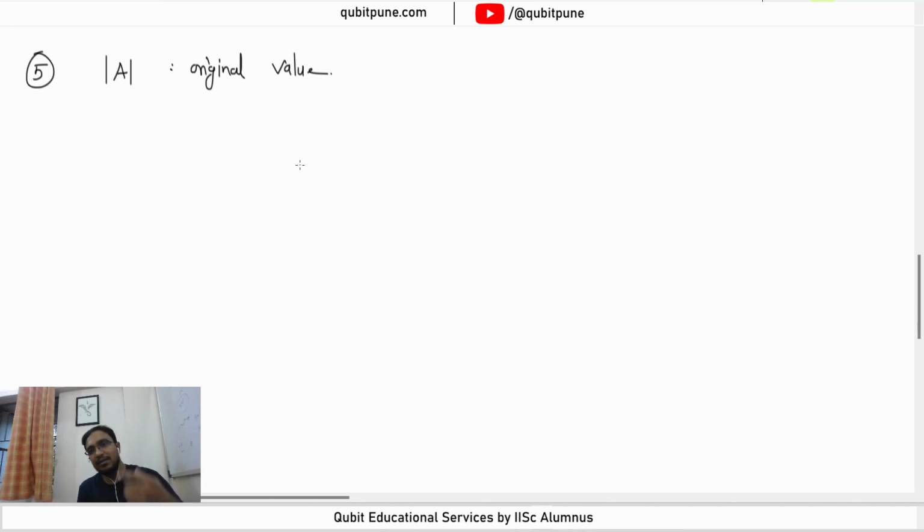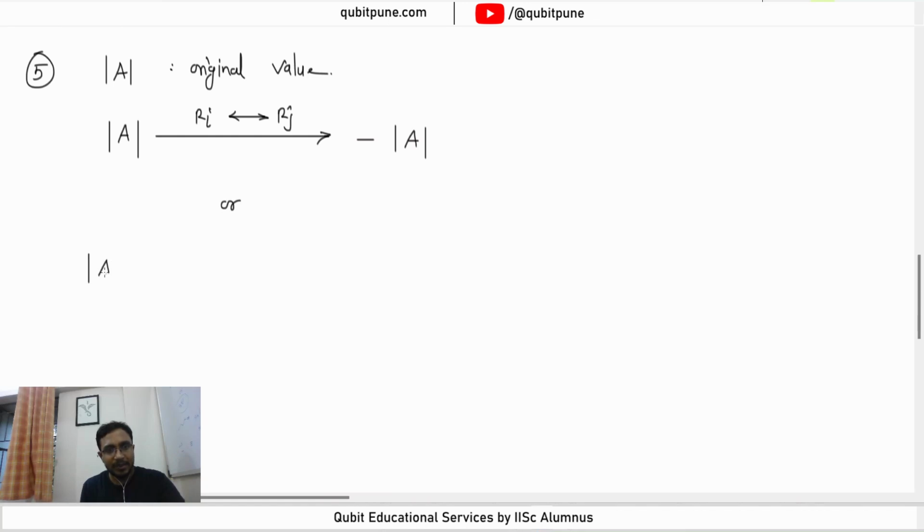Now suppose any two rows or any two columns are interchanged. What will happen to the value of the determinant? The sign will change. If Ri is interchanged with Rj, the sign changes, and the same thing is observed when any column is interchanged with another column. Okay.